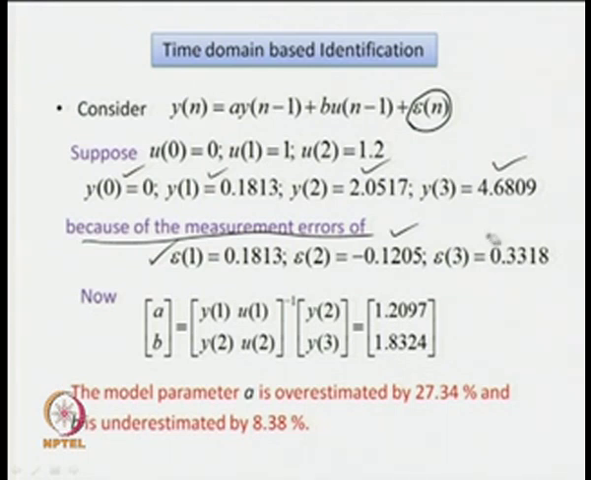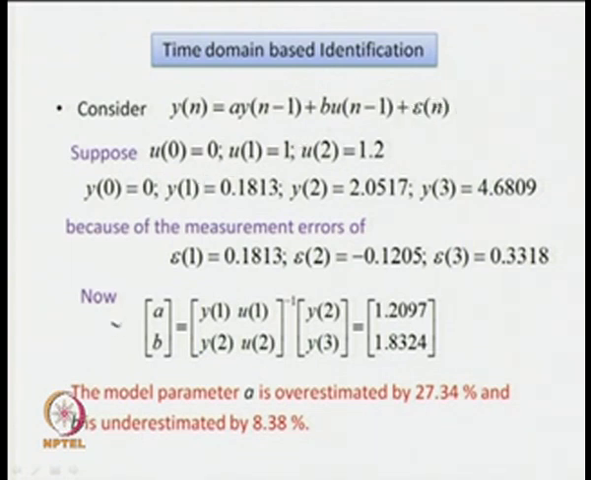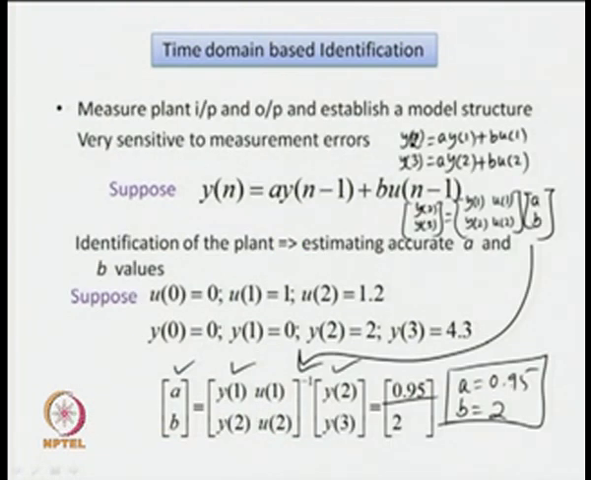Due to the measurement errors, the output is different from the set of outputs we had obtained earlier. Now, A and B can be estimated in the manner we had done for the earlier case, and A and B are found to be: A is equal to 1.2097 and B is equal to 1.8324. Whereas, earlier we found A to be 0.95 and B to be 2.